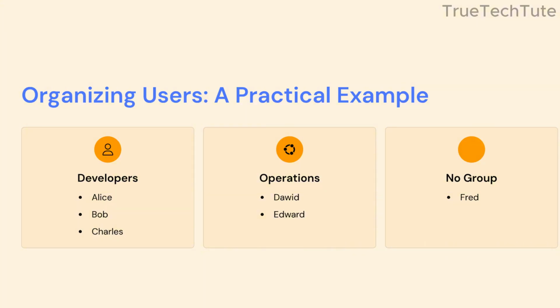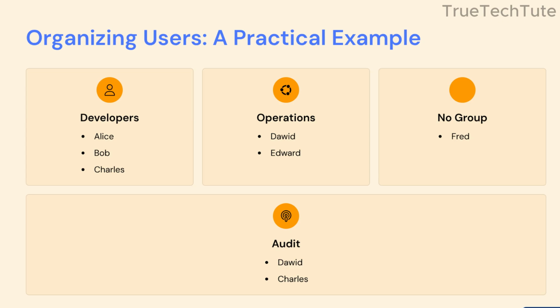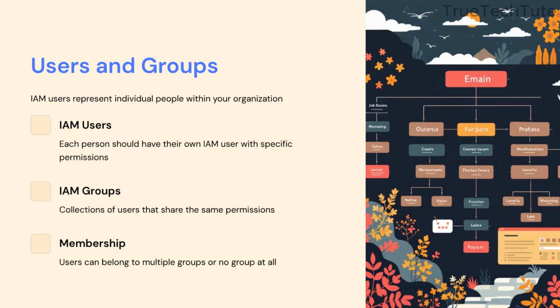Also, a user can belong to multiple groups. For example, if Charles and David work together on an audit team, you can create a third group for them. As you can see, Charles and David are now part of two different groups. So why do we create users and groups? We want to allow them to use our AWS account. To do so, we have to give them permissions.